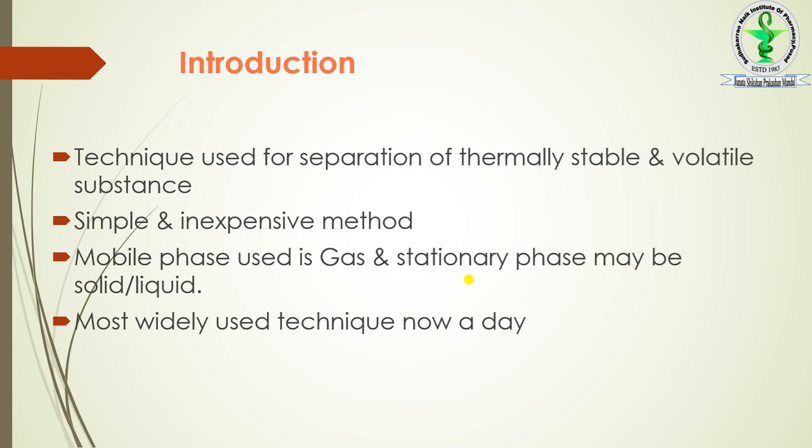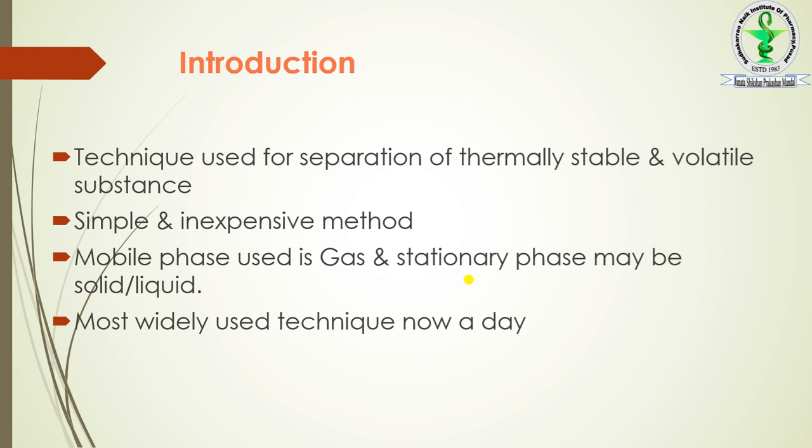The instrument is expensive, but the technique where the separation takes place is easier than HPLC because we are using a gas. In the case of HPLC, we use a solvent as the mobile phase for the separation, and those solvents are costly. Compared to that, in the case of GC, it is an inexpensive method.